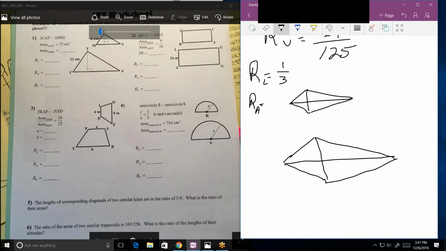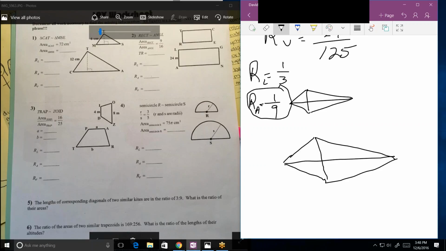1 to 9. That means this kite, the smaller one, is 1/9 the area of this kite, even though the diagonals are in a 1 to 3 ratio. So the ratio of their areas is 1 to 9.